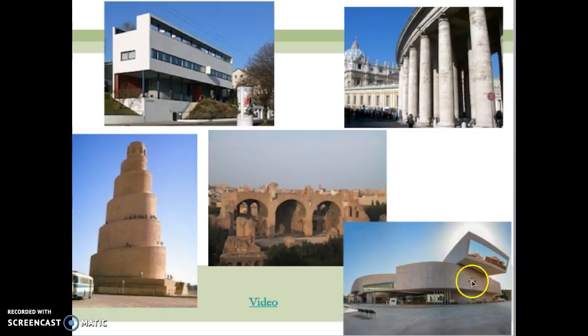And here's another view of the Maxi Museum. So you can see it's very curvilinear. There's a lot of movement. It has this sort of piecey quality that the Guggenheim Museum also possesses. However, this is not considered deconstructivist architecture like the Guggenheim is.